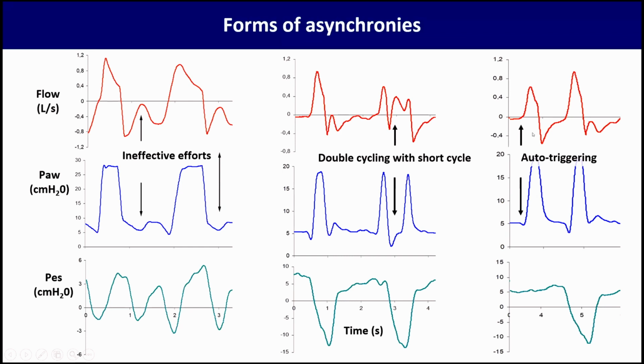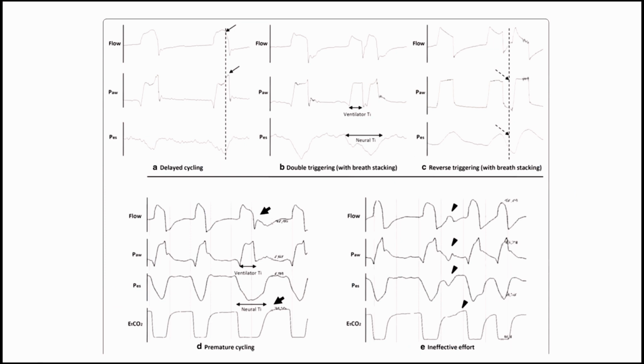So this is what we call auto triggering. Having an esophageal pressure will help us identify any dyssynchronies very easily. And again, a similar picture here.